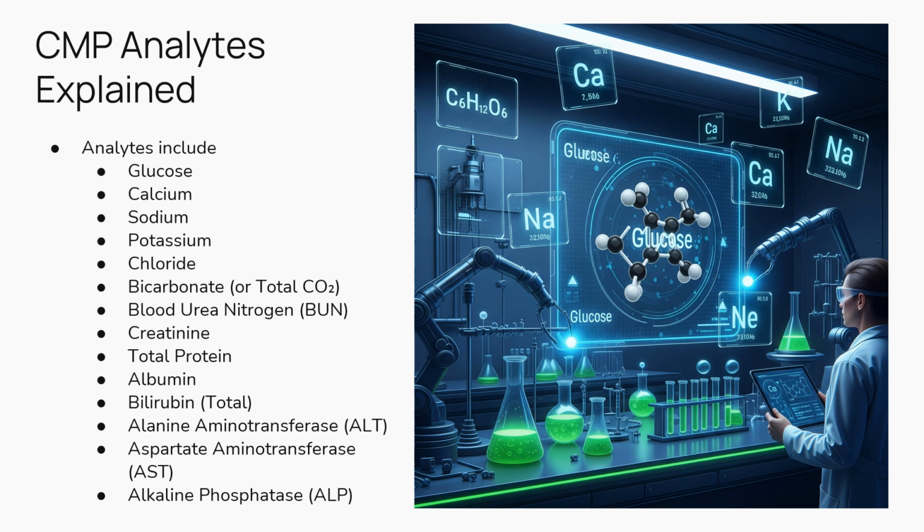Creatinine is a waste product from normal muscle metabolism, filtered and excreted by the kidneys. It's used alongside the BUN to assess kidney function, and elevated levels typically can indicate decreased kidney filtration. Total protein measures the total concentration of albumin and globulin proteins in the blood. This provides insight into liver function, nutritional status, and the immune system.